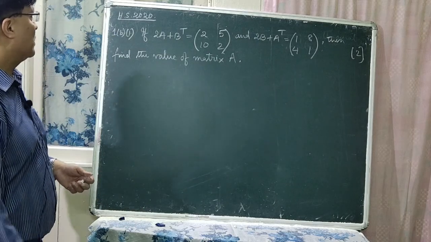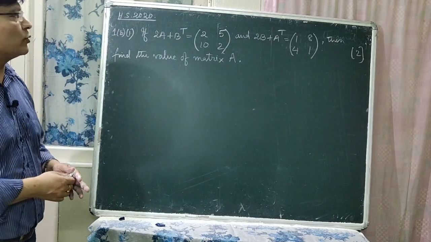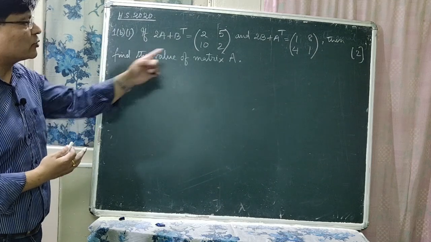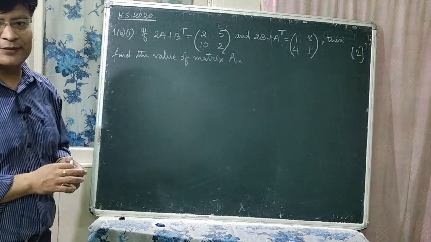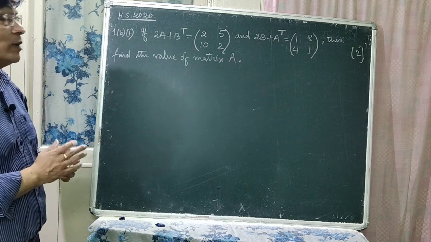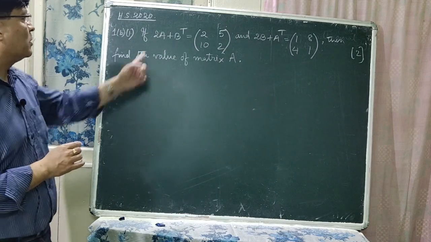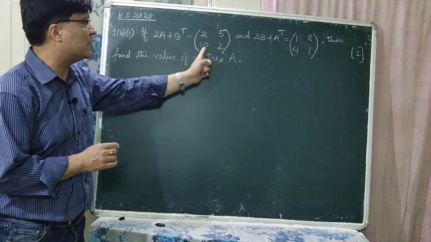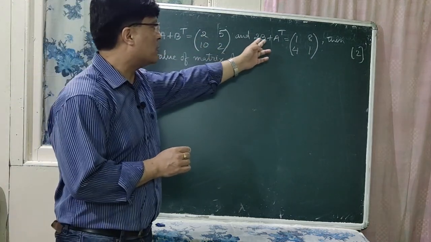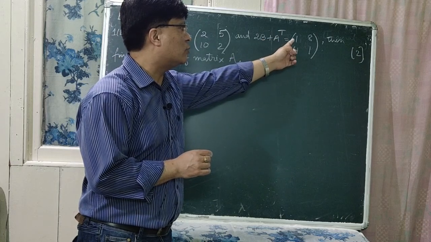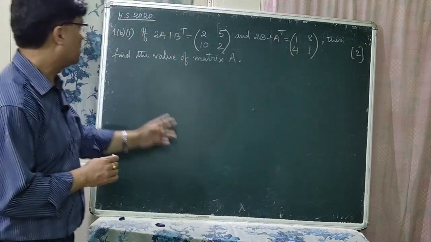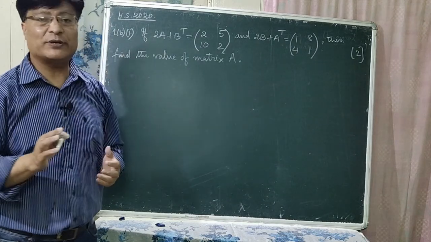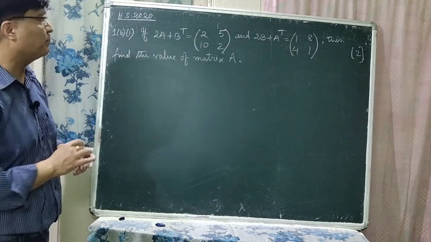Now we are doing HS, the question paper from HS 2020, and this question carries 2 marks. Okay, now 1B number 1. So given here is, if 2A plus B transpose is equal to, second order matrix is given 2 5 10 2, and 2B plus A transpose is given, which is equal to 1 8 4 1, then you have to find out the value of the matrix A.